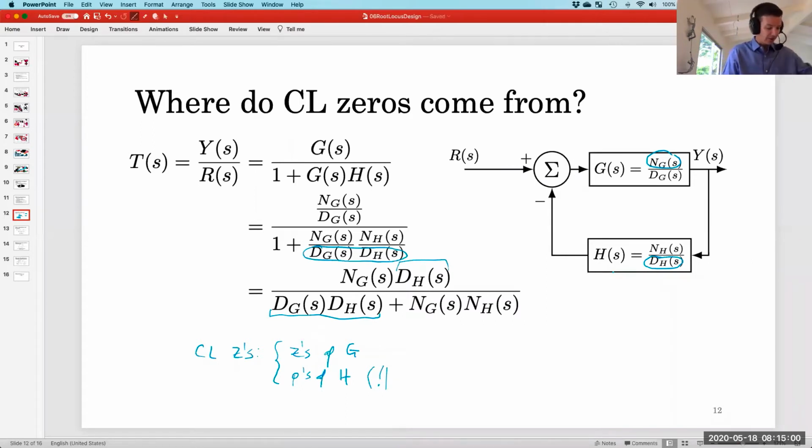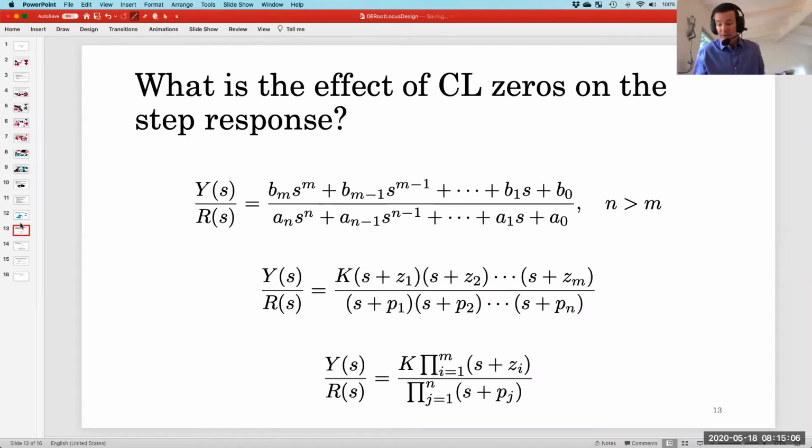So now I think the next logical question is, if we know where they come from, what do they do? What do they do for us? Do they act for us? Do they act against us? What's the implication here? So I'm going to go through a fair bit of math here, but I hope it's actually nothing you haven't seen before.